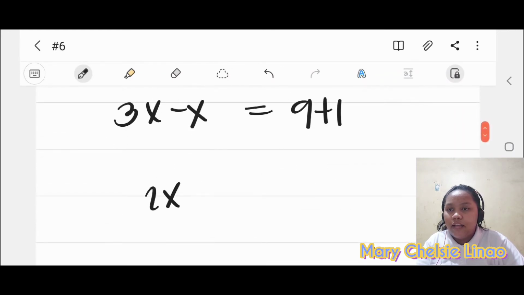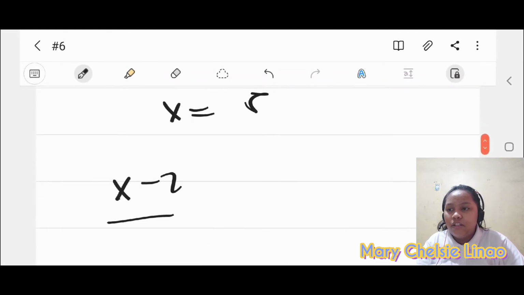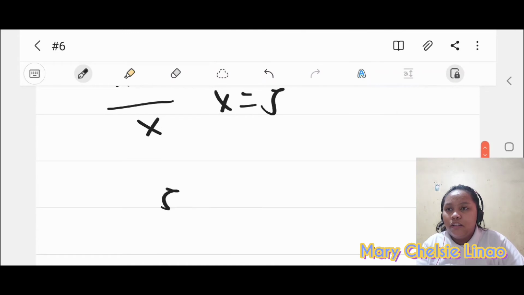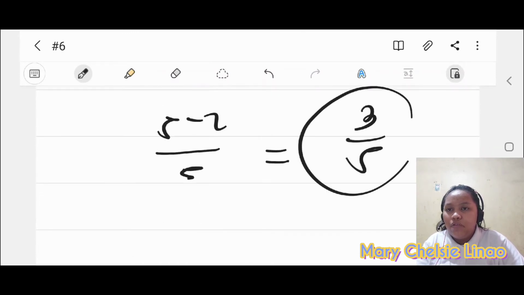Simplify, 2x equals 10. Divide both sides by 2 so that we can cancel out. Then the value of x will be 5. So the question here is we need to find the original fraction. So we're going to substitute the value of x into the original fraction, which is x minus 2 over x. So the final answer will be 3/5.